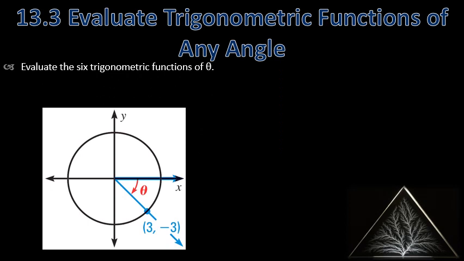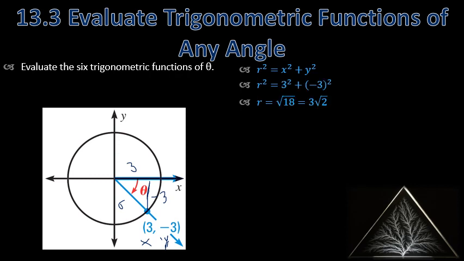Evaluate the 6 trigonometric functions of the angle theta. And we have this point here. Well, this point is x and y. Well, we need to find r. Okay, so if we draw this here, the y is -3, the x is 3, and r is right there. So we can use the Pythagorean theorem to find r. And r turns out to be the square root of 18, which is 9 times 2, so 3 times the square root of 2. So r is 3 times the square root of 2.